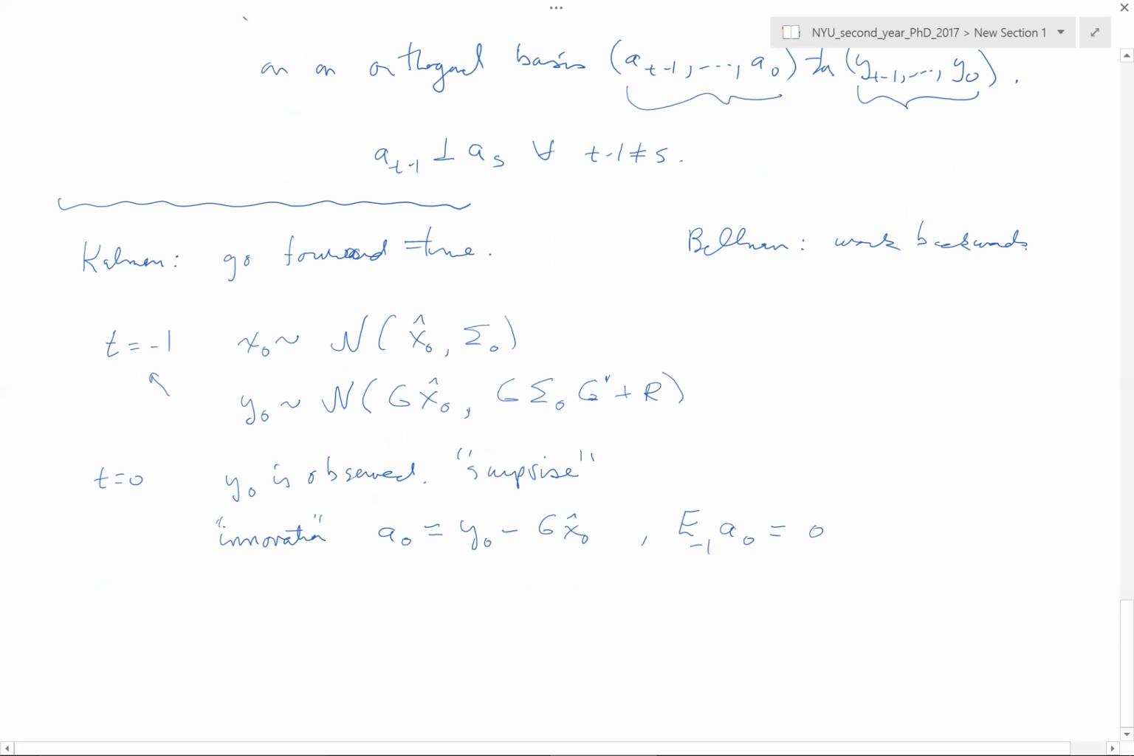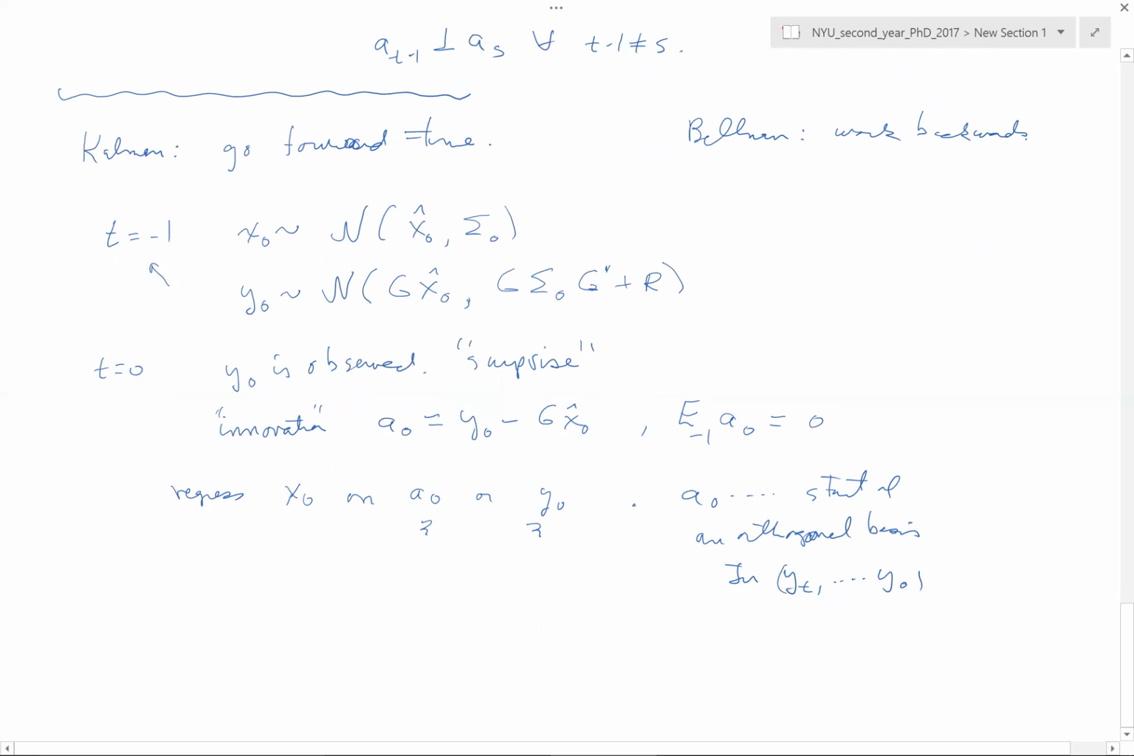Okay, so now the person knows the innovation. So what does he do? He's going to regress what he doesn't know on what he knows. So he's going to regress x0, which he doesn't know, on a0. Or we could say he's going to regress it on y0. Now it's going to turn out a0 is going to be the start of an orthogonal basis for y0. Maybe the start. So you'd get exactly the same answer in terms of projection if you regressed on either a0 or y0. But I'm going to just regress on y0.